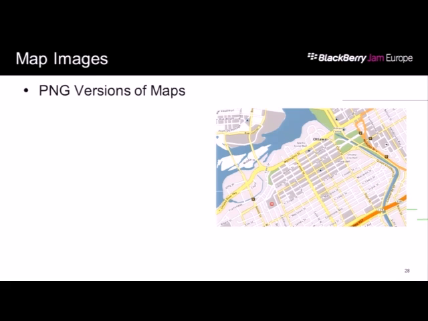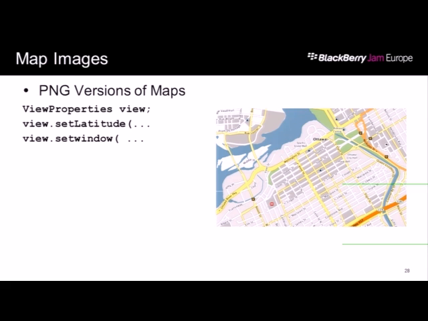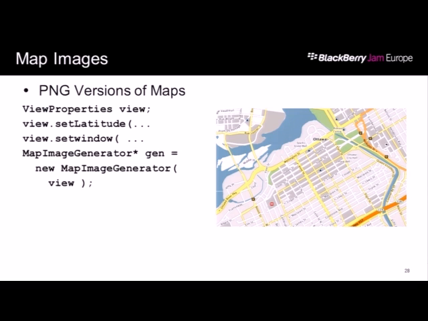If you need an image of a map so that you can include it in your email, or put it as a backdrop for your application, or use it for some other scenario, we provide the functionality to do that as well. It's very similar to the GeoLinks. Just create a view properties. The only difference is you also have to set the window size, and off it goes. The other difference is this is asynchronous because we're having to go off device to get the information.